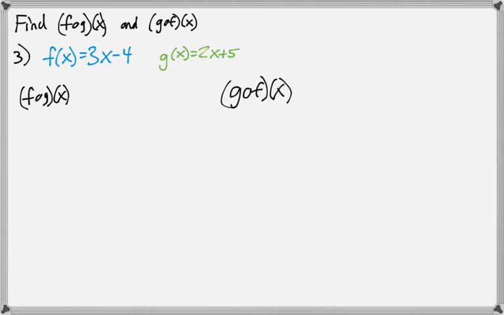For number 3, I want to plug in the g function into the f function for f of g. So that's my notation. And I want to put in open parentheses wherever I see an x in the f function. And inside of that space, I'm going to plug in the g function. And then I want to simplify.